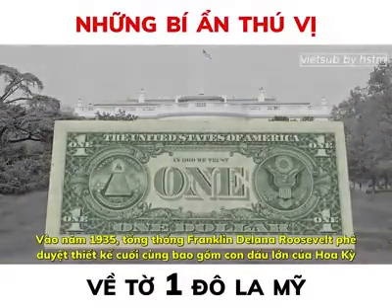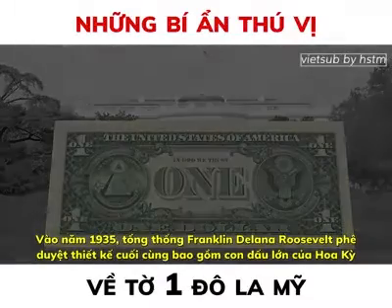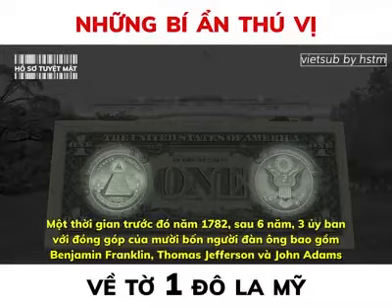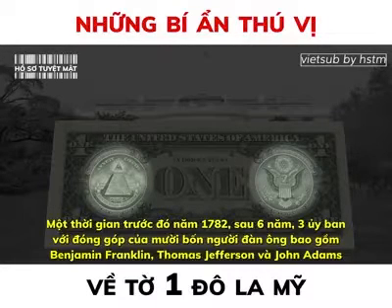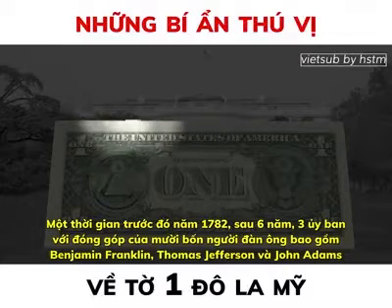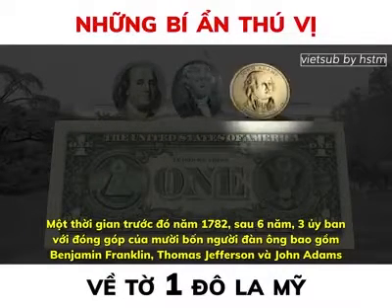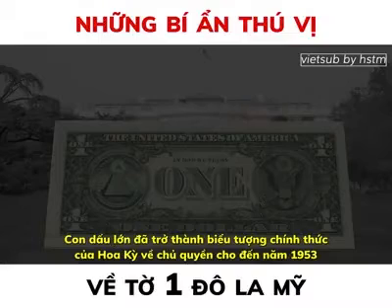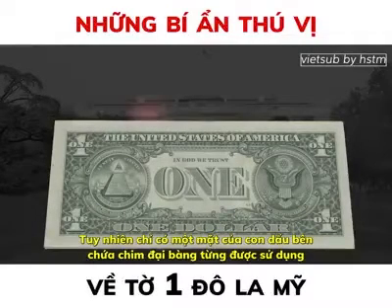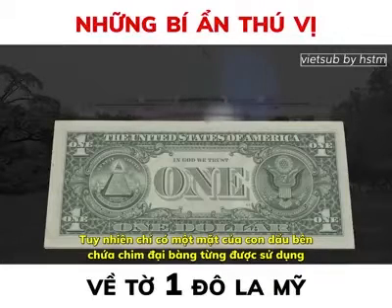In 1935, President Franklin Delano Roosevelt approved the final design, which was to include the Great Seal of the United States. Long before, in 1782, after 6 years, 3 committees, and the contributions of 14 men including Benjamin Franklin, Thomas Jefferson, and John Adams, the Great Seal became America's official symbol of sovereignty. Up until 1935, however, only one side of the seal, the side containing the eagle, had ever been used.